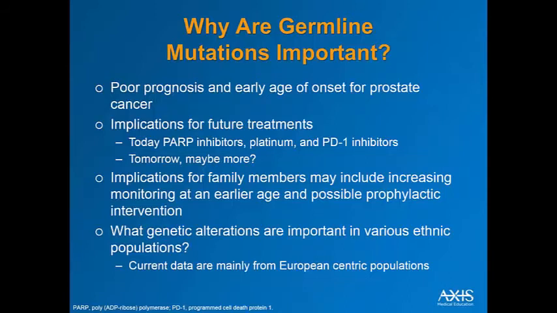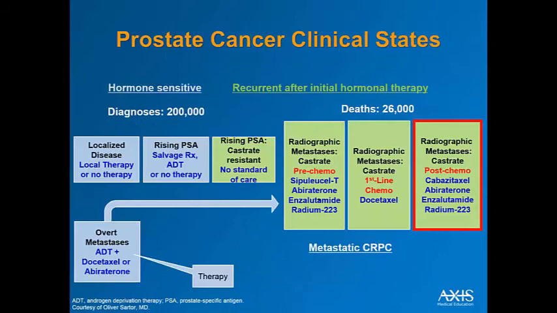Other mutations include CHEK2, ATM, BRCA1, RAD51D, PALB2, a smaller percentage of patients. If we look at men with metastatic disease, the number of these germline mutations is much higher than it is for men with localized prostate cancer, which is about 4.6%. Why are these mutations important? They often confer a relatively poor prognosis, early age of onset. They have implications for future treatments, such as PARP inhibitors, platinum, potentially PD-1 inhibitors, and tomorrow maybe much more. It has implications for family members that may include increasing monitoring at an earlier age and even prophylactic intervention.